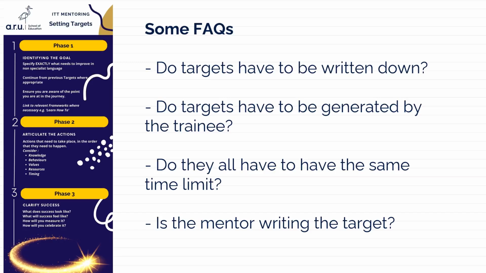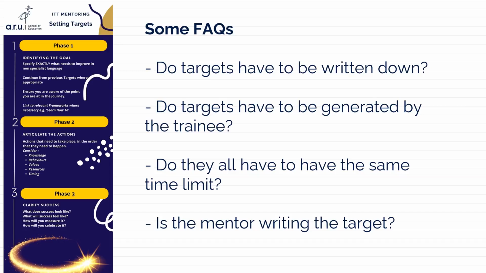And then, is the mentor writing the target? It's a key job, so I would say yes. Whether the target's then being fed back to the university in some form, and that's done by the trainee, absolutely. But articulating the target and breaking down the steps is a job for the mentor.